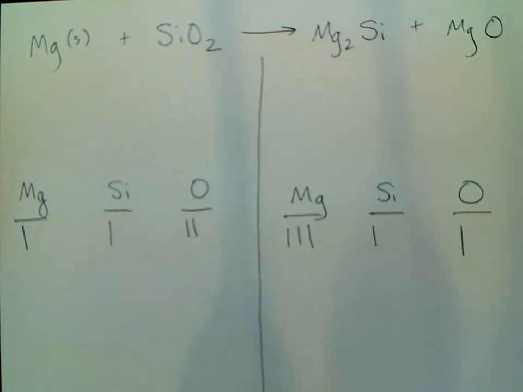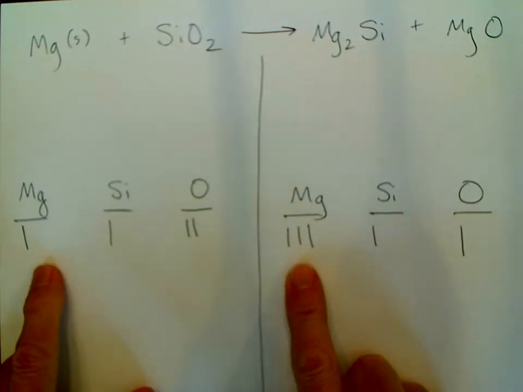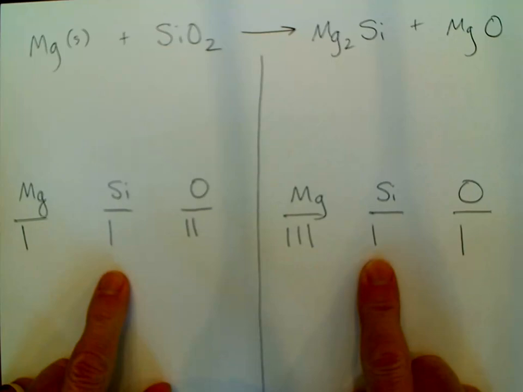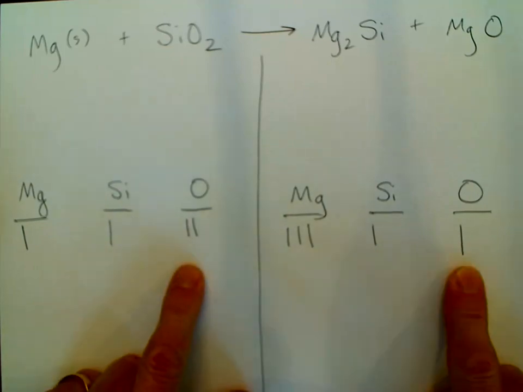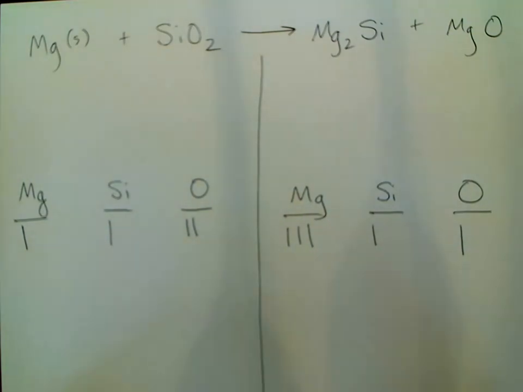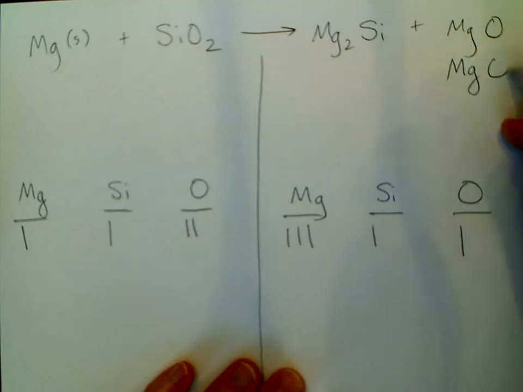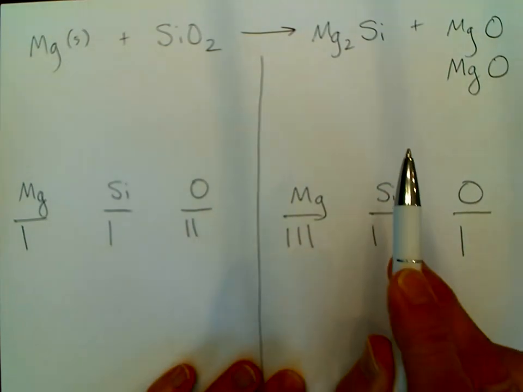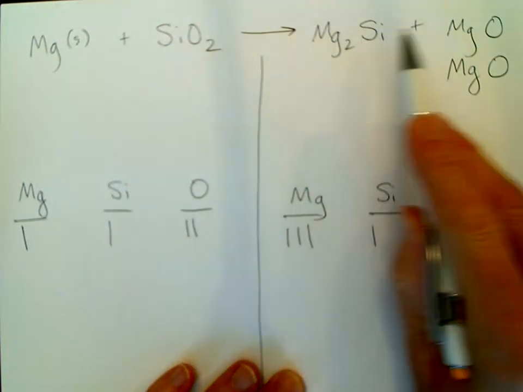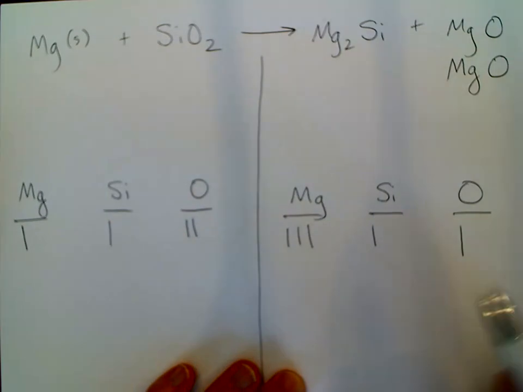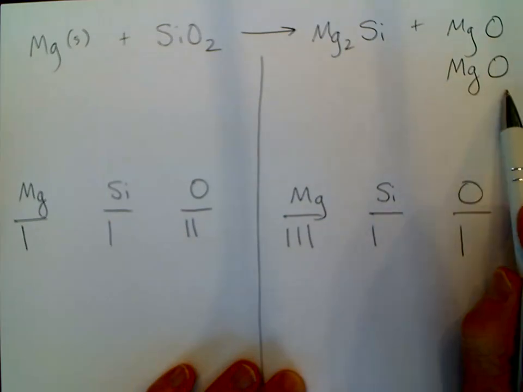So there's a couple places I have a mismatch here, right? The magnesiums don't balance. The silicons don't balance. And the oxygens don't balance. Well, I don't know where to start. I think I'm going to start over here, and I'm going to say let's add another magnesium oxide. So notice when you go adding reactants or products, you have to add the compound, right?